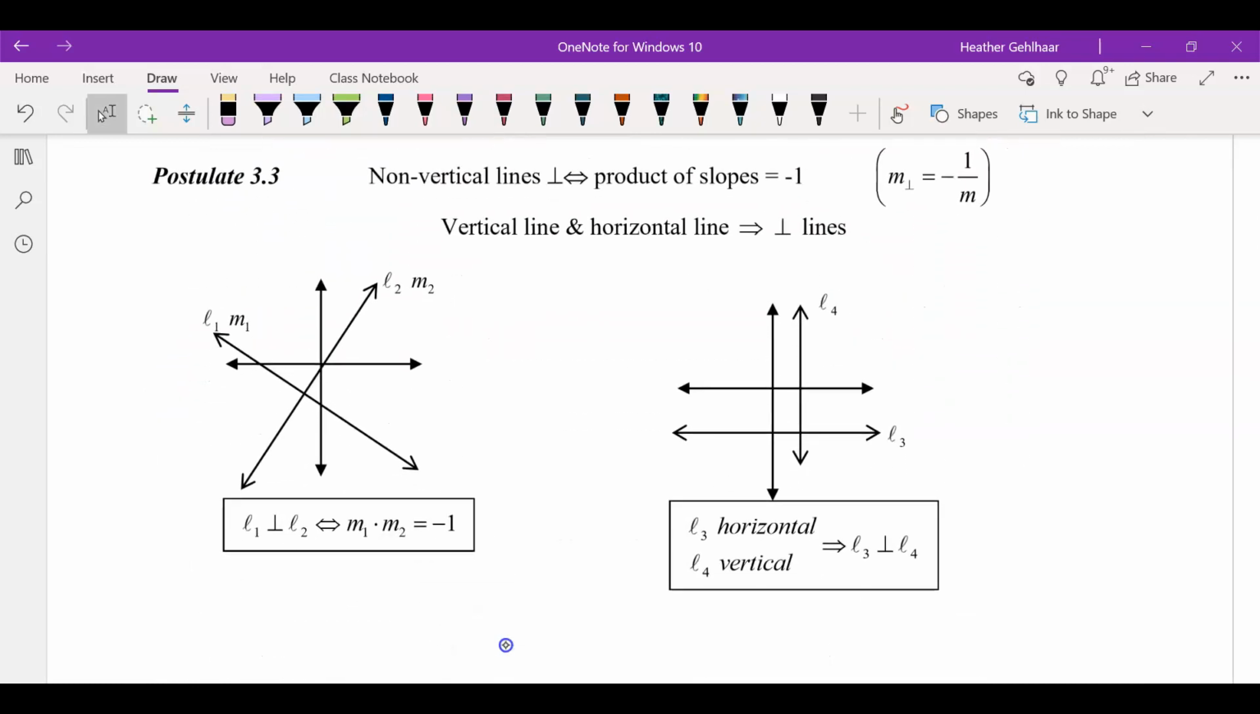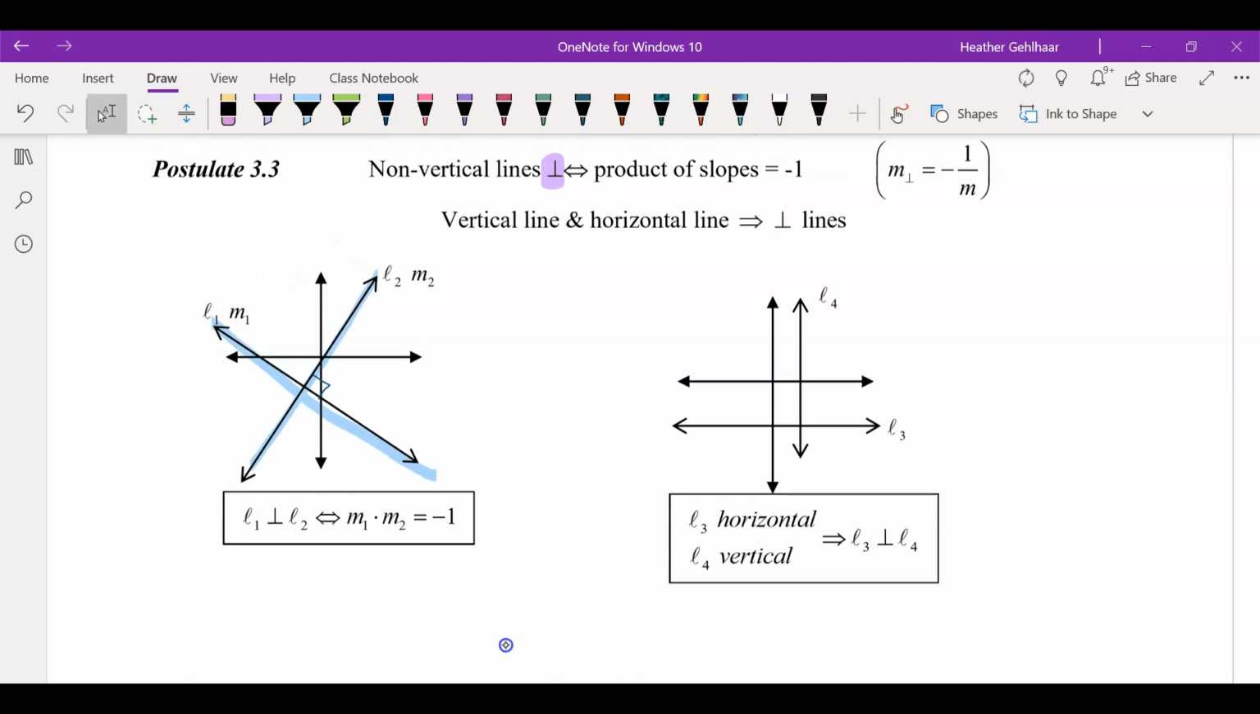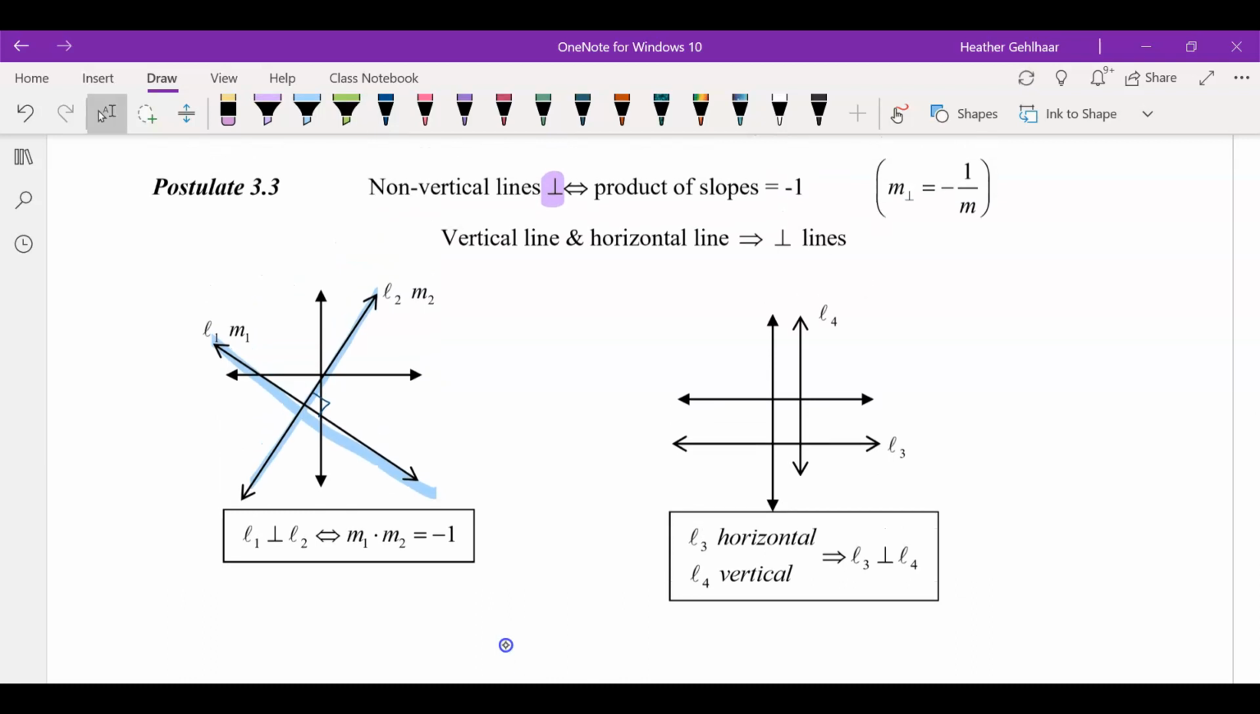Okay, the next one talks about perpendicular. So remember perpendicular, this is the symbol for perpendicular. Non-vertical lines, which just means here we have 2 lines that are going in different directions. It does not have to be horizontal, vertical. They can be on angles. So we have 2 lines here intersecting, line 1 and line 2. They are perpendicular to each other. Since they are perpendicular, their slopes are opposite reciprocals.